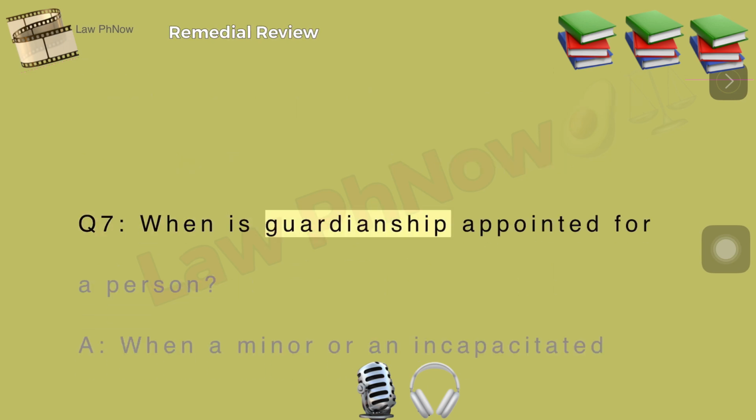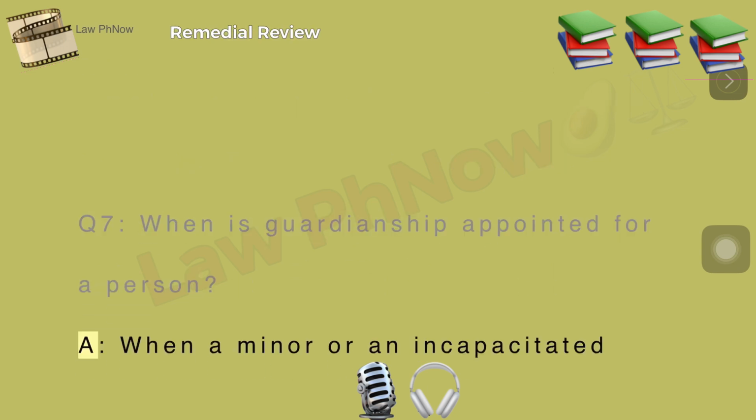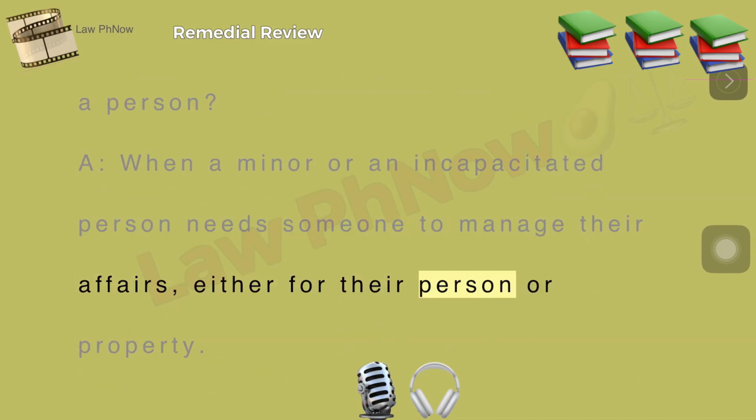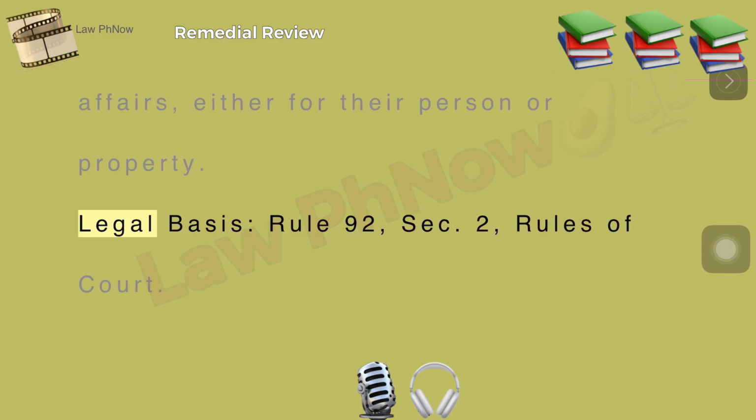Q7. When is guardianship appointed for a person? A. When a minor or an incapacitated person needs someone to manage their affairs, either for their person or property. Legal basis, Rule 92, Section 2, Rules of Court.